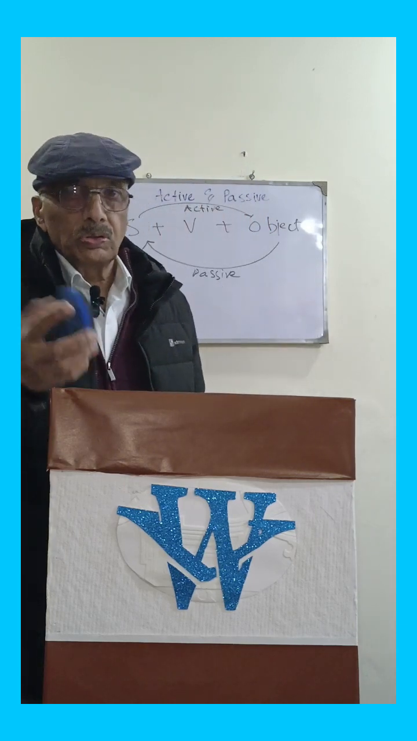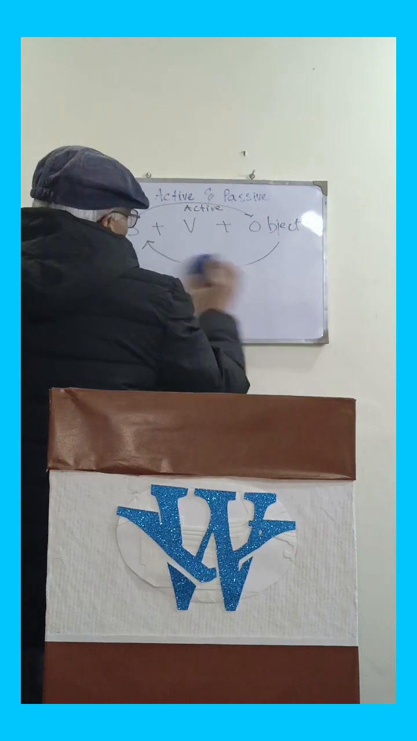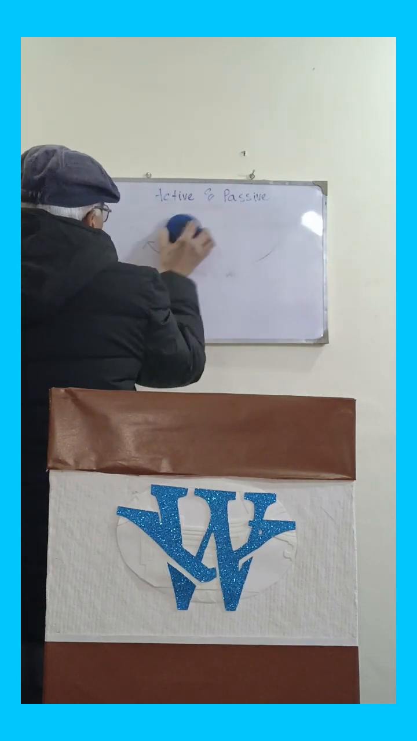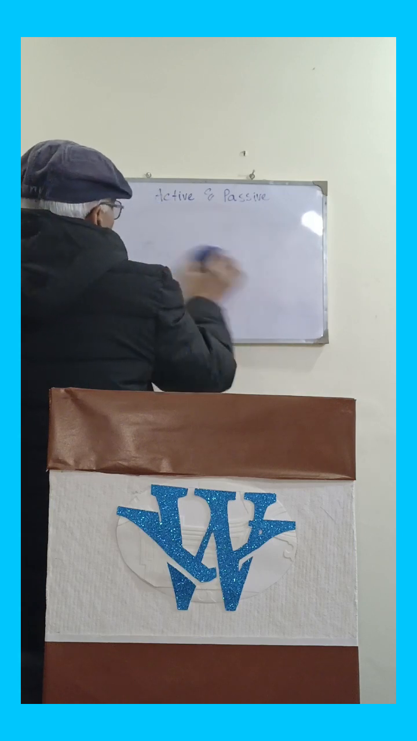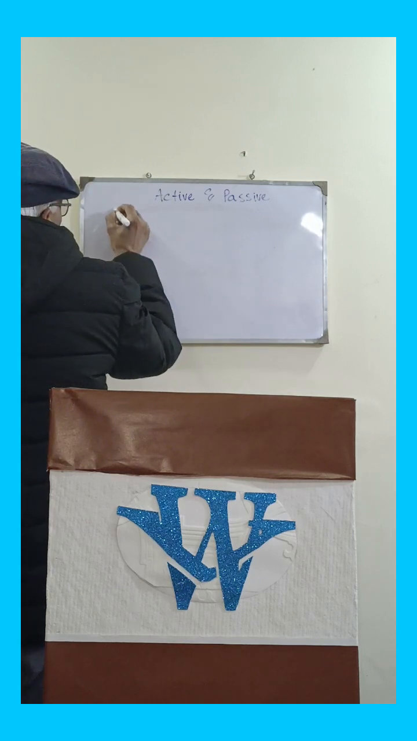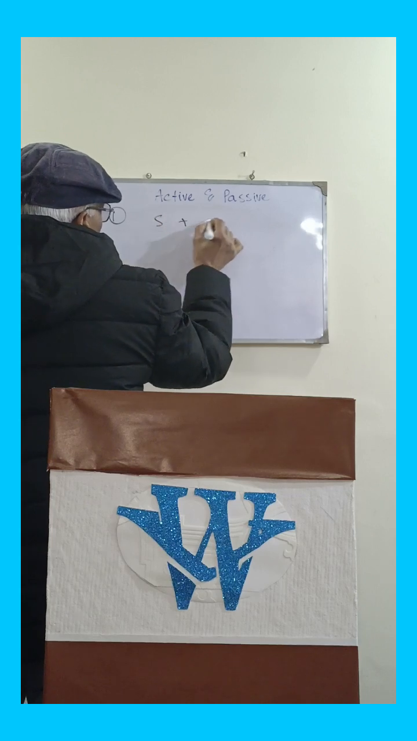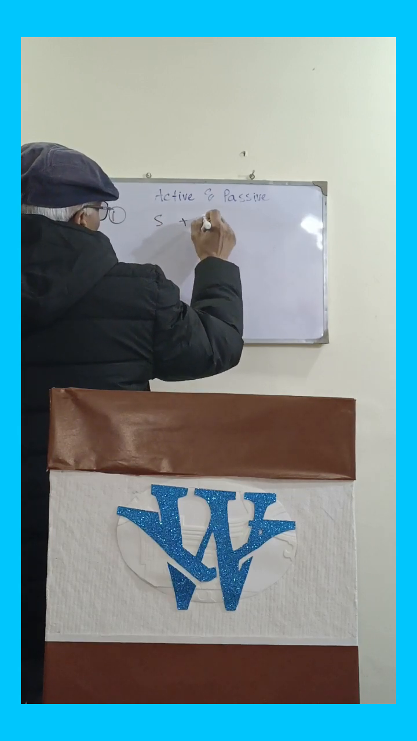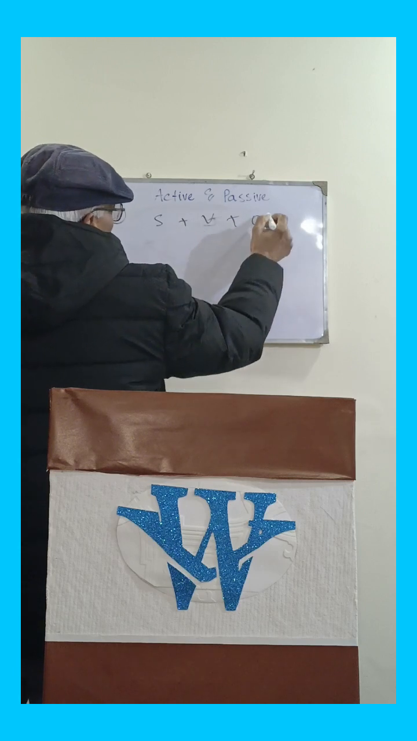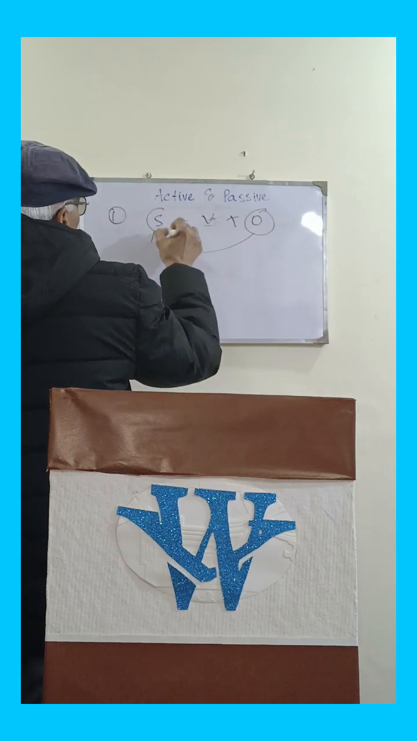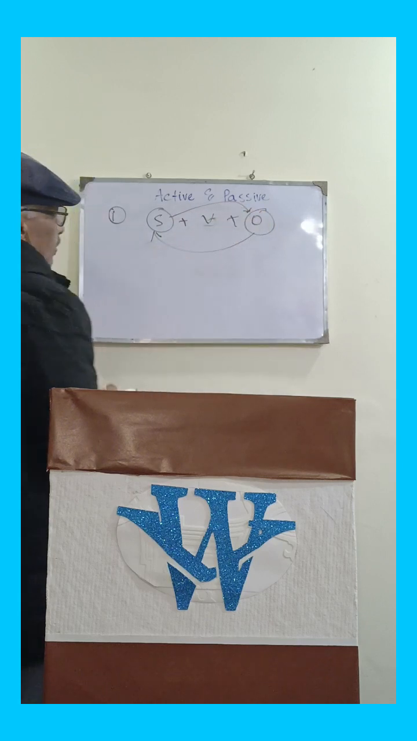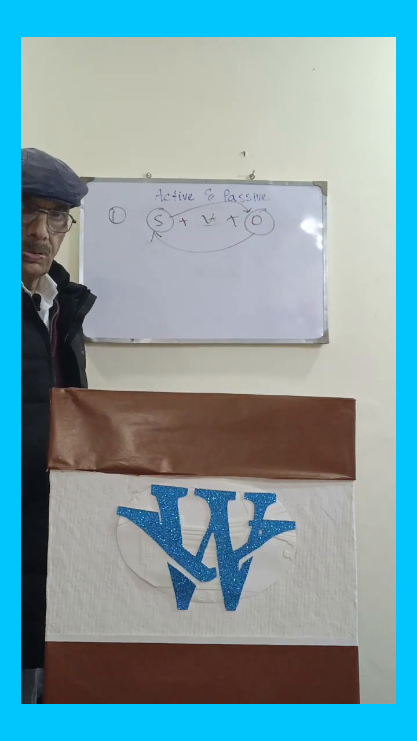Now, what to do when you change an active voice sentence into passive voice? So you need to do three things. What three things you need to do? Two are permanent. Always you do it. The first thing you need to do is that you change the position of subject plus verb plus object. So you bring the object here and you take the subject towards the place of object. So you change the position.